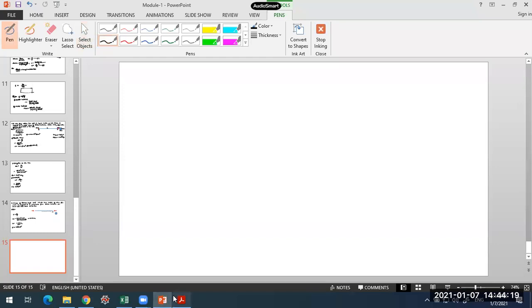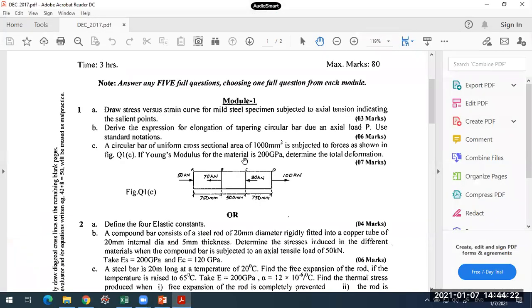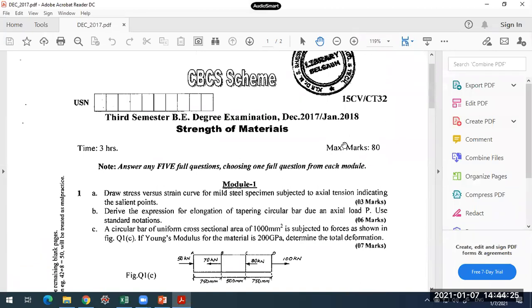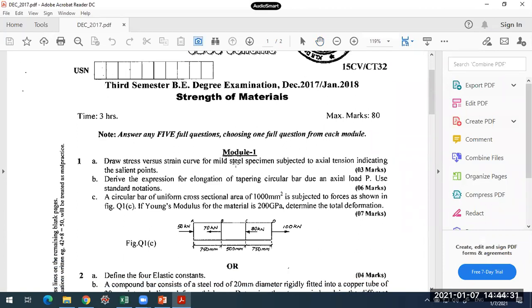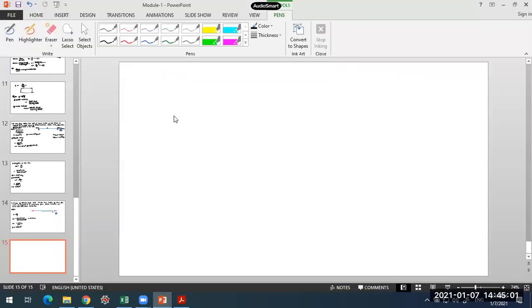Now, let me take this problem from this paper of 2018. It was an examination paper. Draw the stress versus strain curve for a mild steel specimen subjected to axial tension, indicating salient features. This we have discussed. I discussed the stress strain curve: proportionality limit, yield point, upper yield point, lower yield point, ultimate stress point, and the fracture point. You need to draw that curve and indicate those points. Elongation of tapering bar will come to that later. Let us first finish with bars of uniform cross section without any tapering.